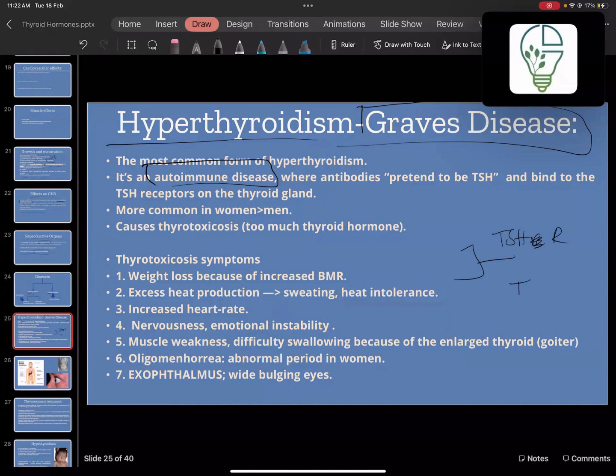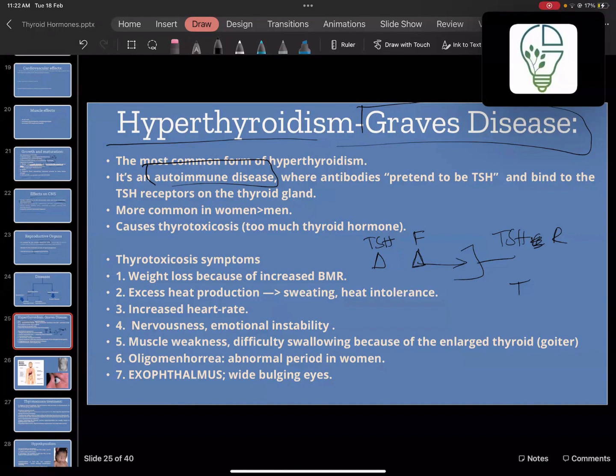Basically, we have these little antibodies that look like TSH. So imagine TSH looks like this. And then we have antibodies that come and they look kind of similar. Those look the exact same. So these are the antibodies. It's a fake. And it binds to the TSH receptor, and it constantly tells the thyroid gland, make more, make more, make more. And the thyroid gland just keeps making thyroid hormone the whole time.